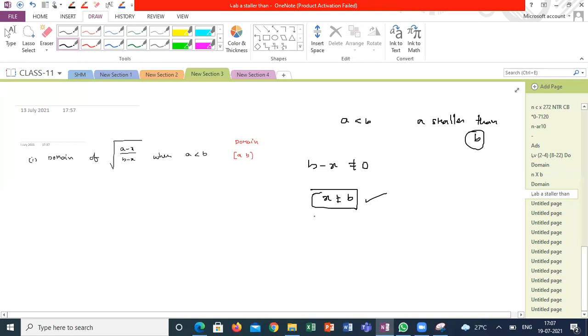Students, please. Yes or no? Yes, sir. So (a minus x) by (b minus x) should always be greater than or equal to 0. When is it possible, if I'm taking greater than or equal to 0? How do we find the x value from here? Either the numerator is positive and the denominator is also positive, or the numerator is negative and the denominator is also negative. Am I right?